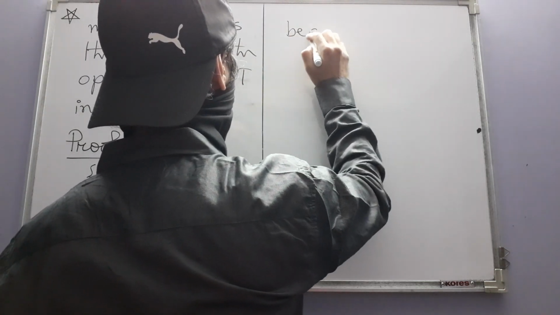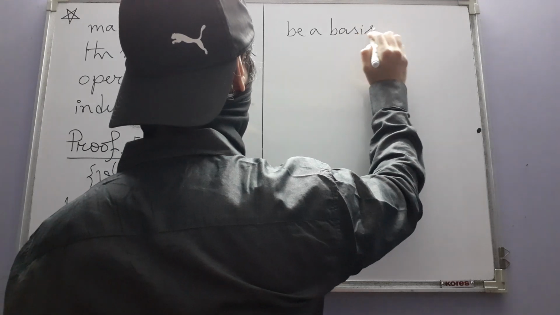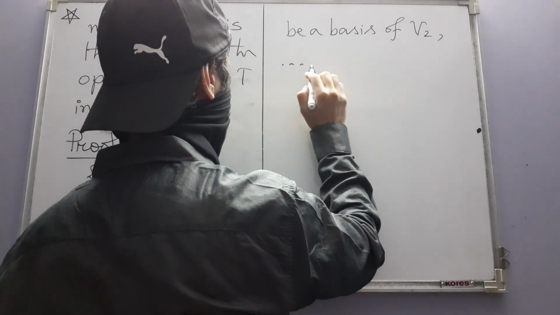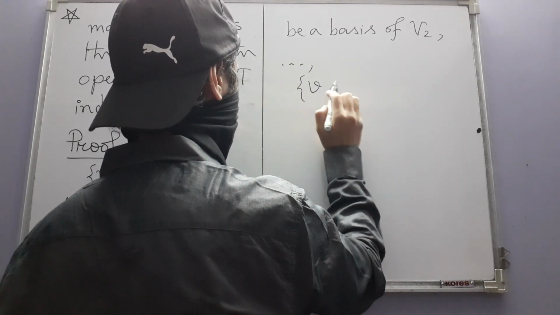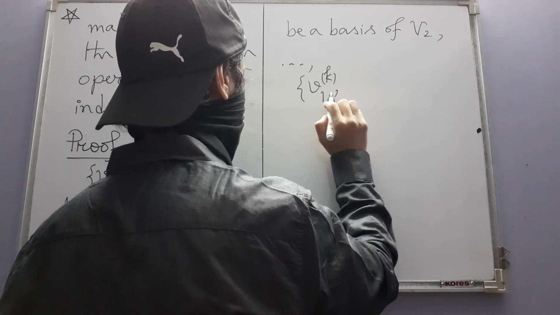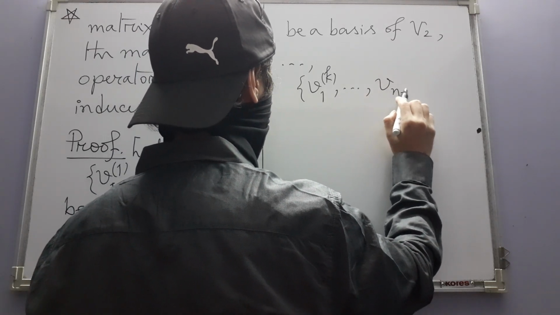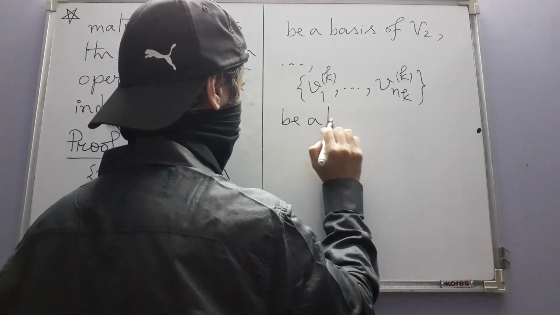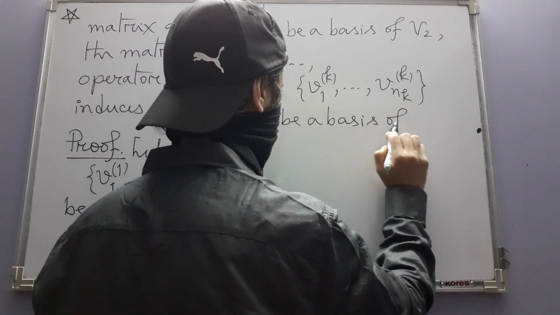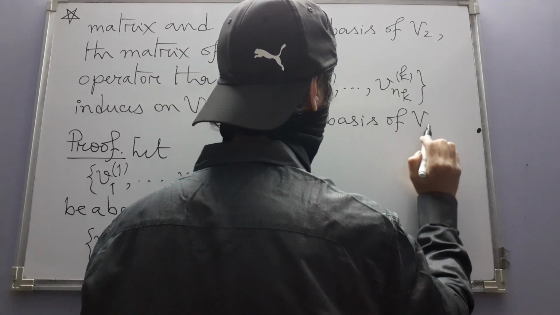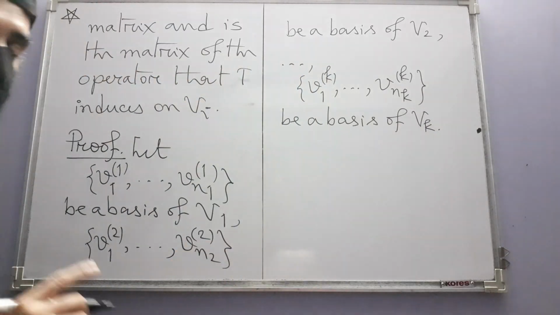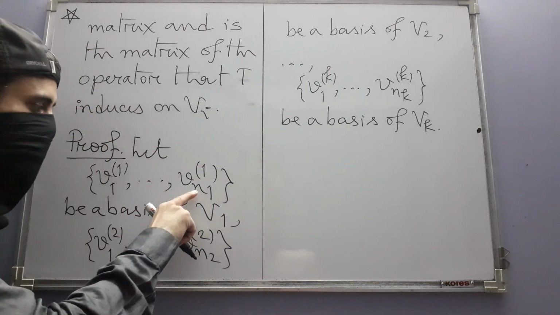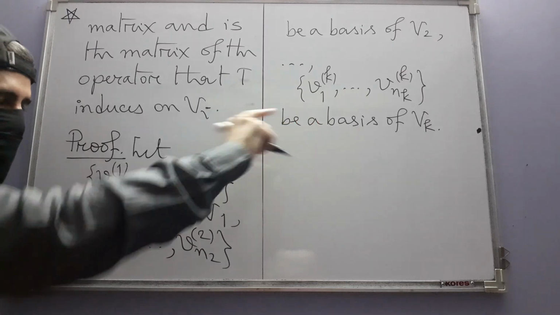Like that, up to v_1^k, ..., v_{nk}^k, a basis of Vk. Also, do not forget that these n1, n2, nk are the dimensions of the respective vector spaces. That's why we have n1 here, n2 here, and nk there.